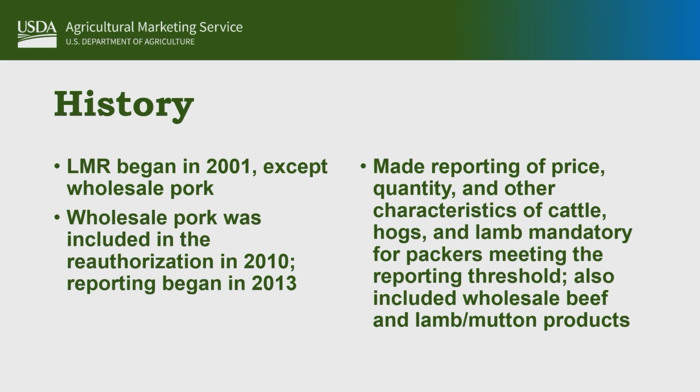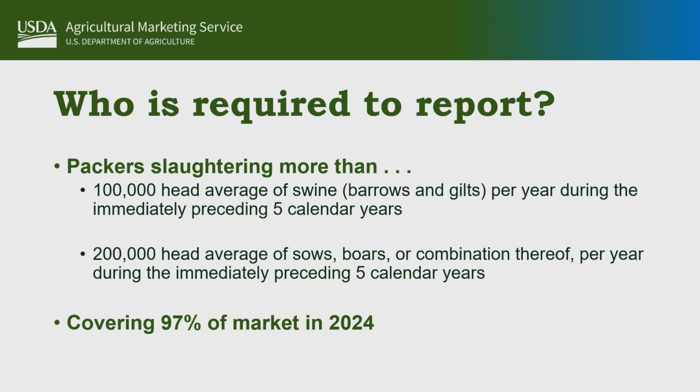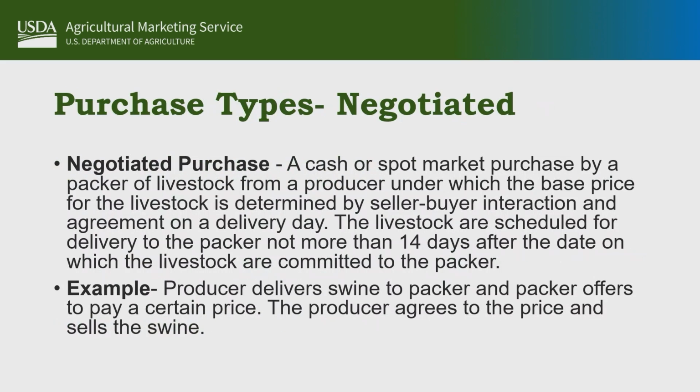This made reporting prices, different characteristics, the quantity of cattle, hog, lamb. If you met a reporting threshold, which on this page we've got 100,000 head if you're doing butchers, which is barrows and gilts, and then if you're doing sows, boars, or any combination thereof, you got to hit 200,000 head annually over a 5-year average. And as of 2024, we're covering 97% of all swine and pork marketed in the United States.